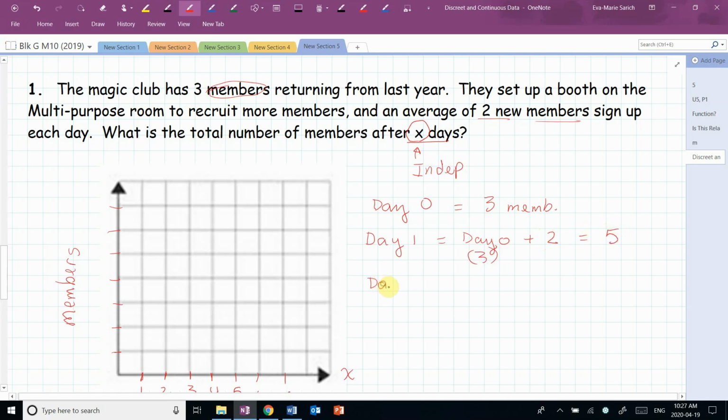Okay, let's move on to day 2. On day 2, we go from day 1's numbers plus 2 more. And remember, on day 1, we had 5 people, so 5 plus 2 is going to give us 7. Okay, so we have members that go from 3 to 5 to 7. So we need to think, okay, if we start at 3, then we went 4 and 5 and 6 and 7 and 8 and 9. We knew we only had to get up to 5.